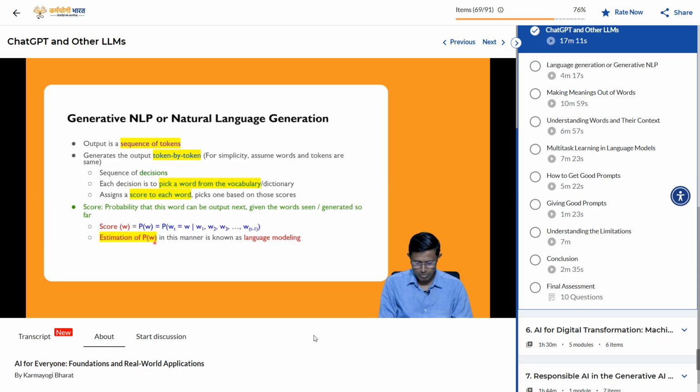Estimation of P(w) in this manner is known as language modeling. We are estimating this probability, and this estimation of probability is known as language modeling. The models which are able to solve all those tasks together, as we mentioned earlier, need to be quite large, because we are expecting them to do a lot of things. They need to have a large number of parameters, so they become large language models. Based on the score from P(w), the outputs are generated one after another. This is the foundational principle behind the design of large language models. How do we estimate these probabilities?